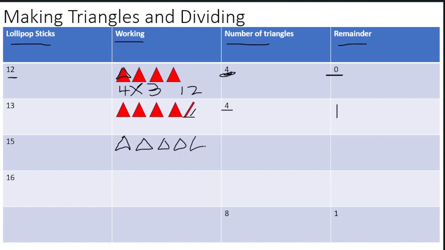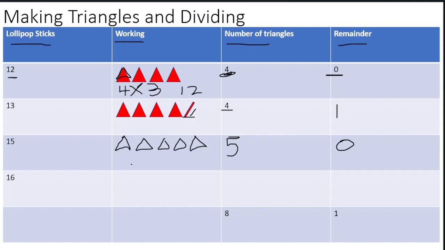So in our 3 times tables, 3 times 5 is 15. The number of triangles we have in there is 1, 2, 3, 4, 5, because it's 5 lots of 3. So we have 5 triangles and we do not have a remainder. So we have 0 as our remainder.